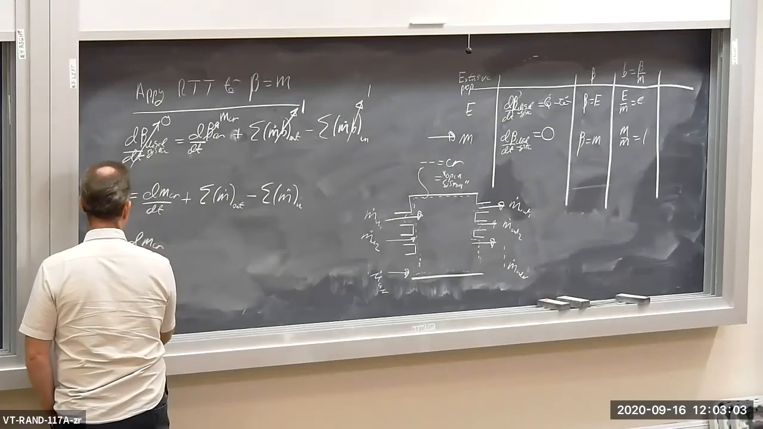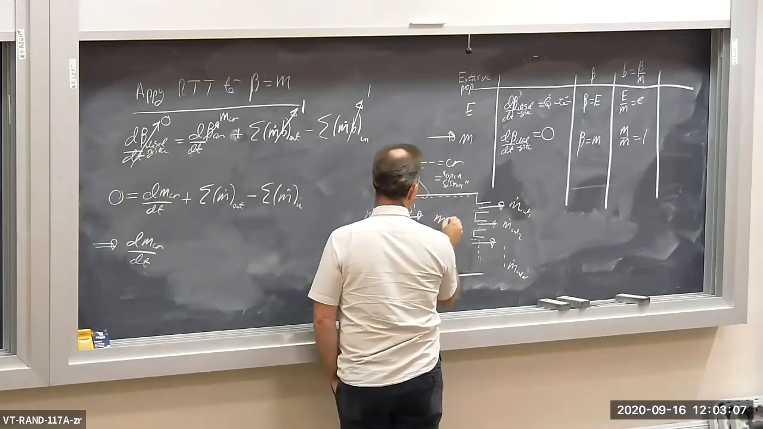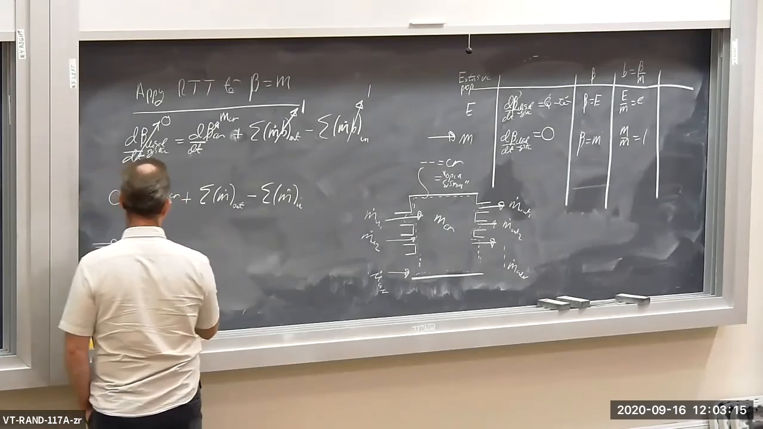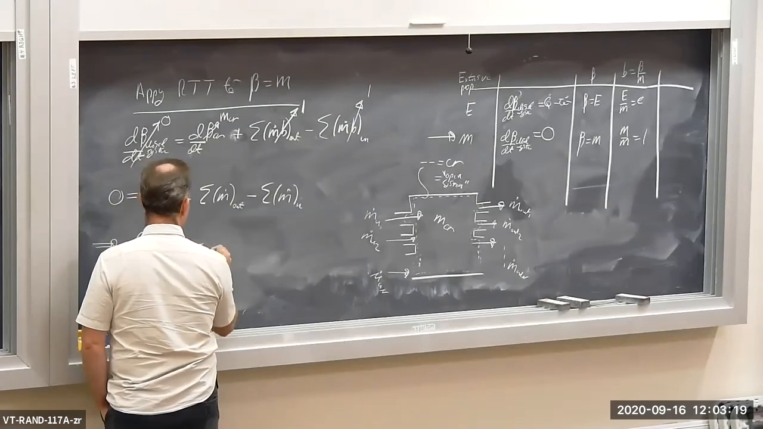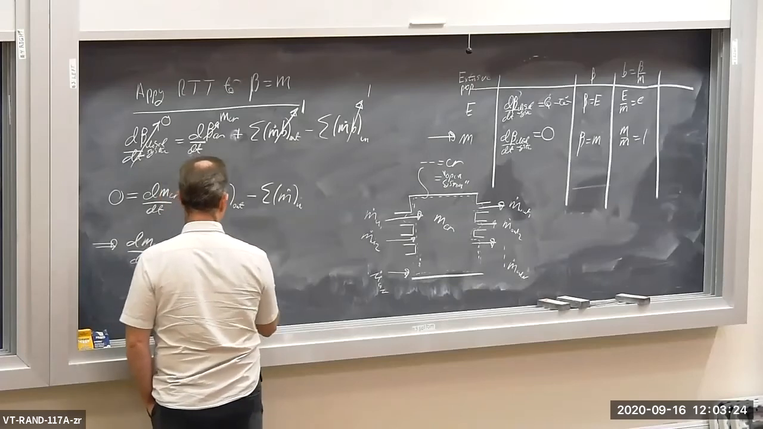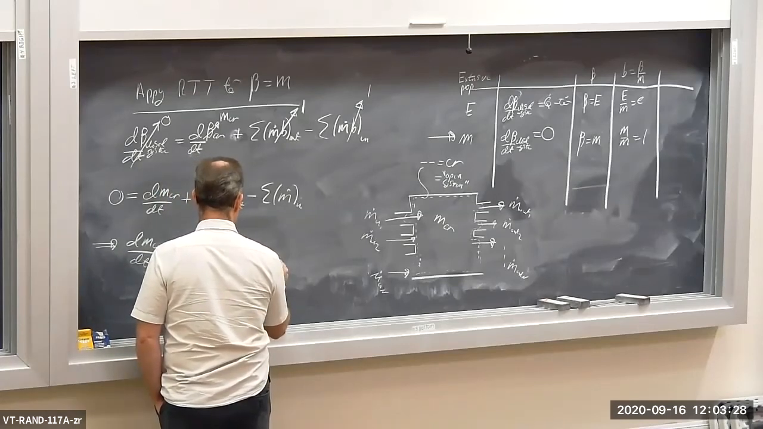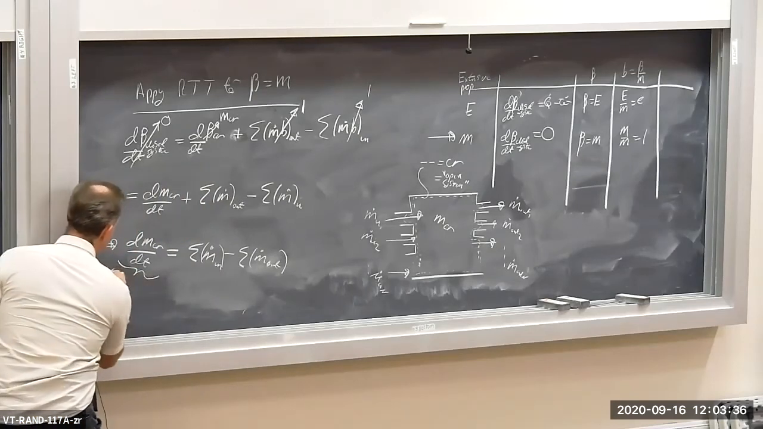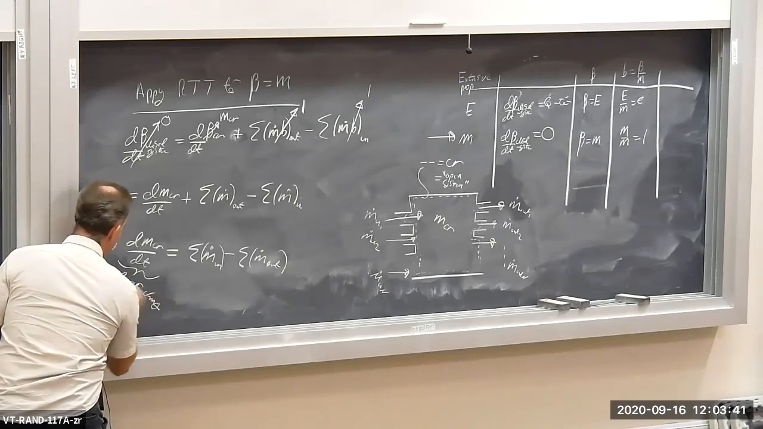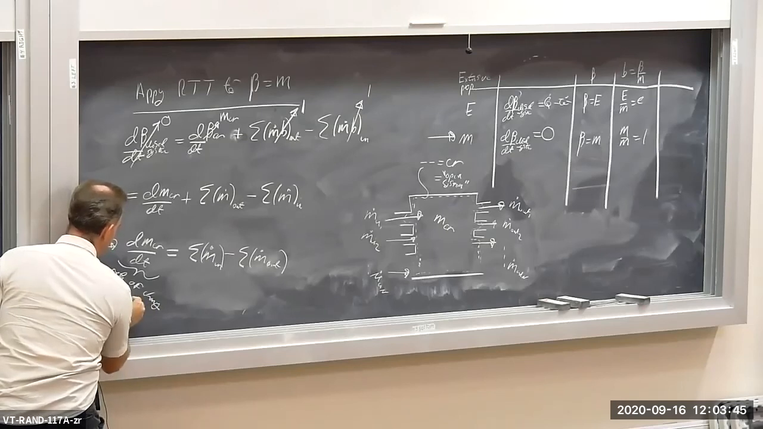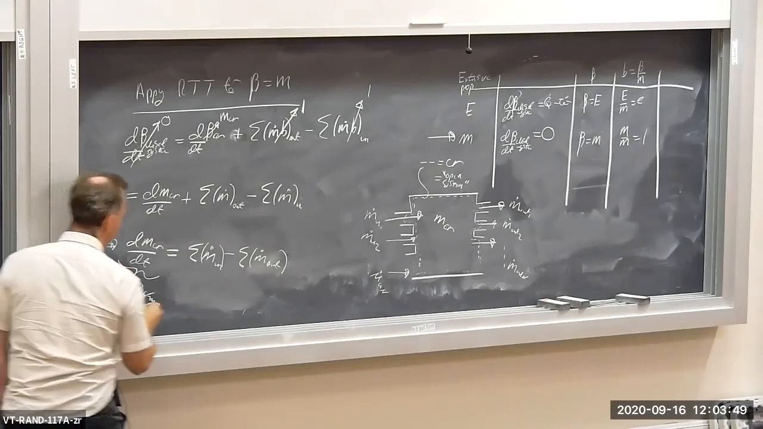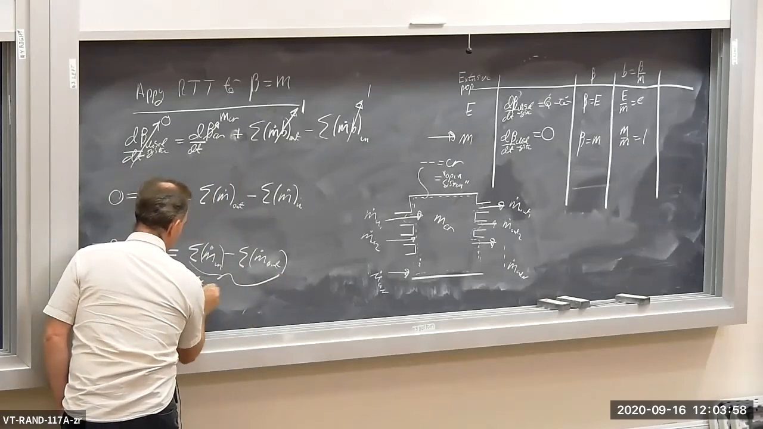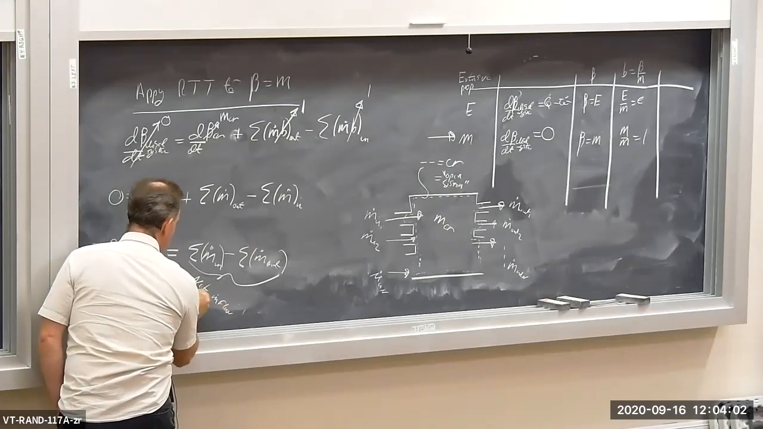The time rate of change of mass within my control volume. So I have a certain amount of mass within the control volume. The rate of change of mass within that control volume is equal to the sum of the inflows minus the sum of the outflows. Rate of change of mass in the control volume is equal to the net inflow: inflow minus outflow. Net inflow of mass.